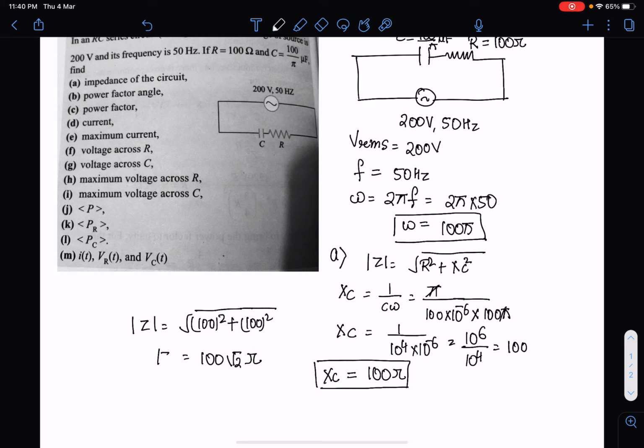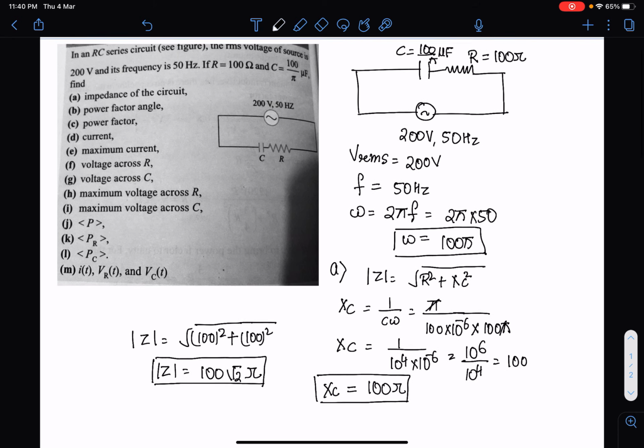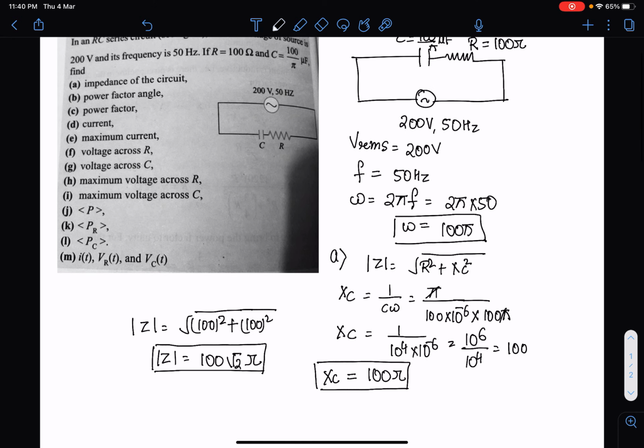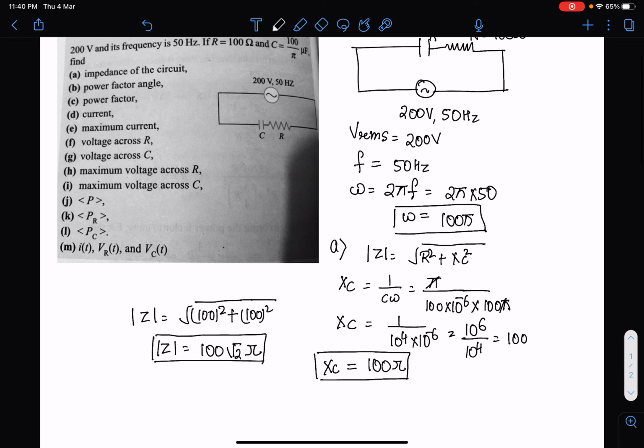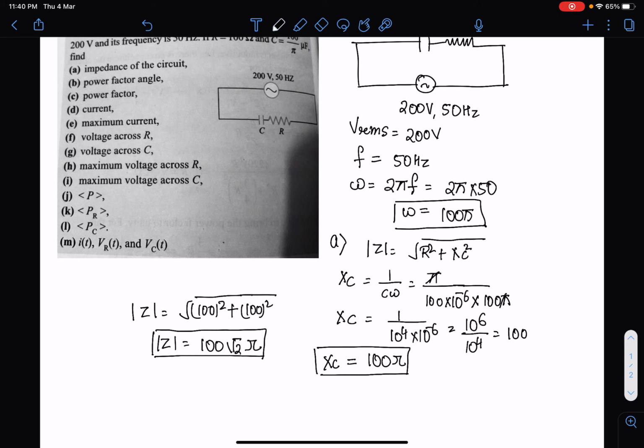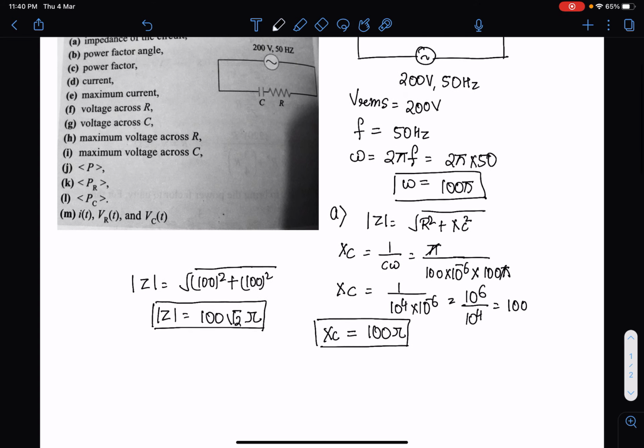So mod of Z, that is the impedance of this circuit, is 100 root 2 ohm, right? So ये हमारा first part calculate हुआ. Next, power factor angle. So basically power factor angle phi you have to calculate here. What is the phase difference here? That phi we have to calculate.